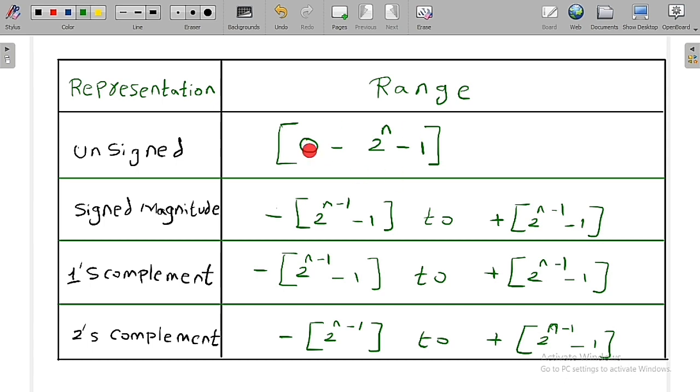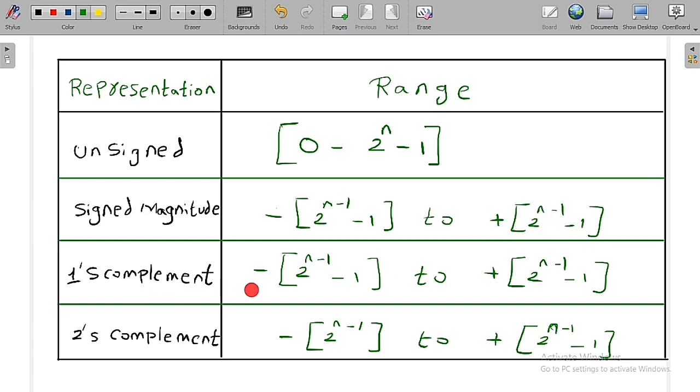I am going to give a summary of all these representations. So different types of representation we are going to see here. Unsigned means there is no separate sign bit. For signed, one's complement and two's complement representation, there will be a sign bit. For unsigned with n bits, the range is from 0 to 2 to the power of n minus 1. Similarly for sign magnitude, the range is from minus (2 to the power of n minus 1 minus 1) to plus (2 to the power of n minus 1 minus 1).